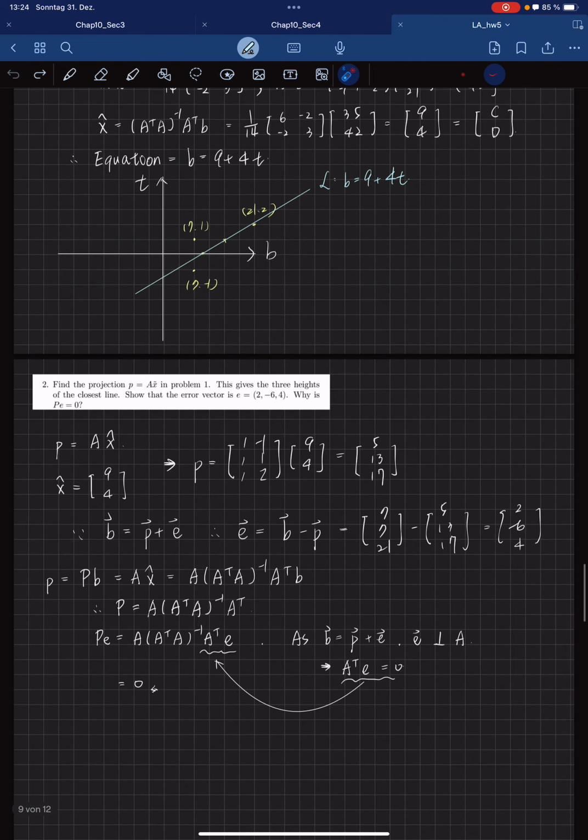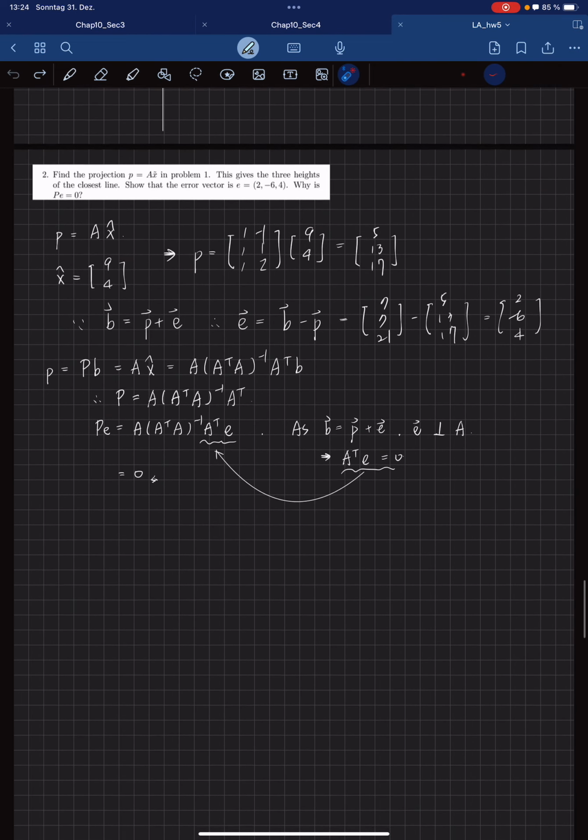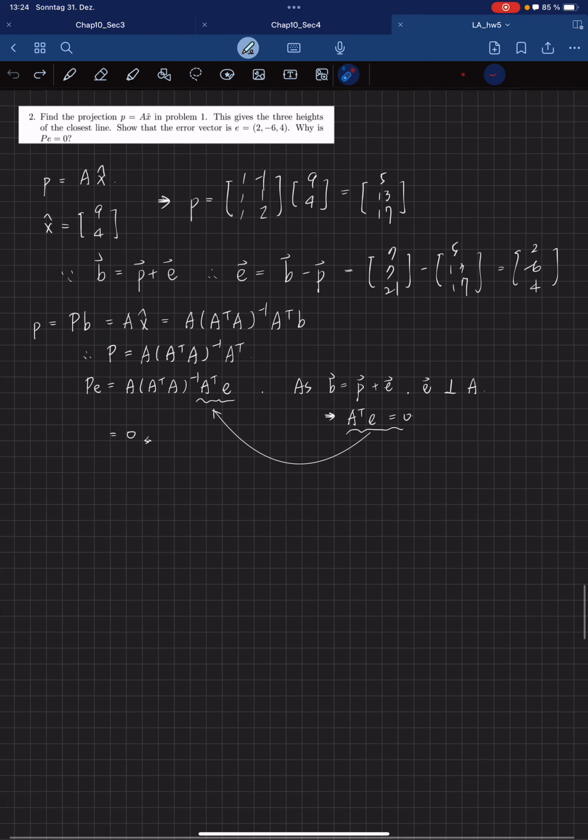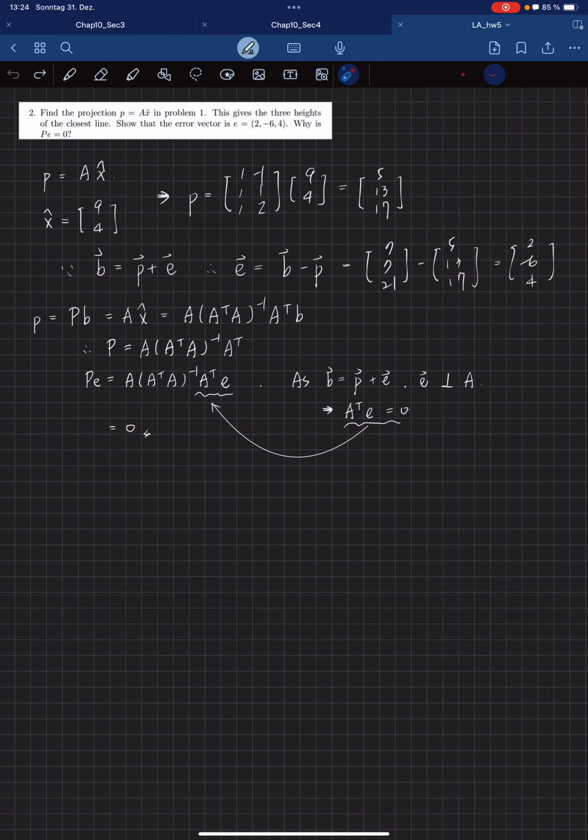Moving on, question 2 has 3 parts. The first part is telling us to solve for p is Ax. Since we know A and x already, we can just compute p directly, which is the product of this matrix times this vector. And we get this as a result.